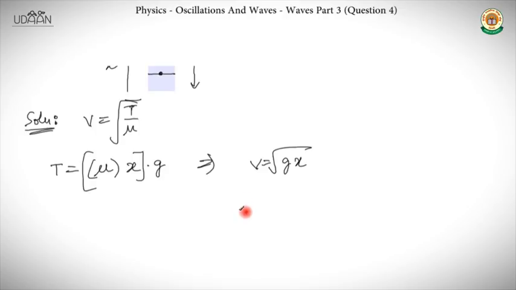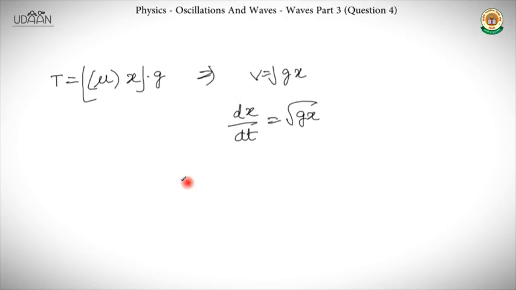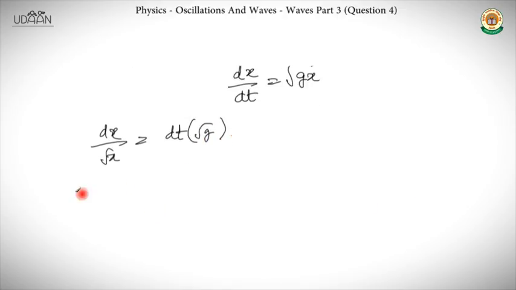Velocity is nothing but dx by dt, which is equal to under root gx. So get the terms on one side and start the integration. dx by root x is equal to dt into root g. Now integrate from 0 to L on the left hand side and 0 to t on the right hand side.